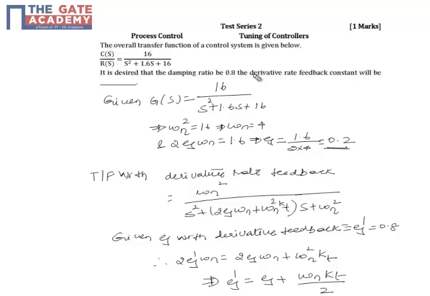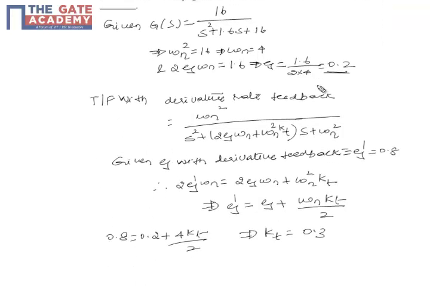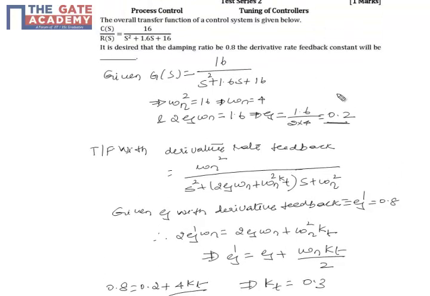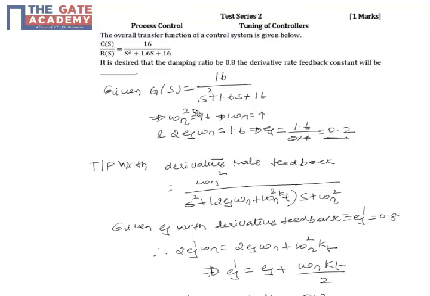So now, for the given system with the transfer function, we need to make zeta equal to 0.8 by adding a derivative rate feedback system. So what should be the value of the rate feedback? The given transfer function is 16 by s square plus 1.6 s plus 16.